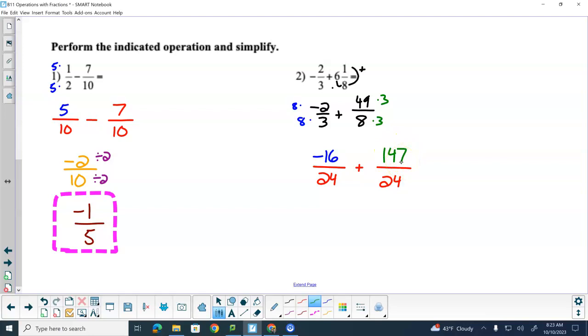Okay. All right. So now we got common denominators. Now what? Add the tops, right? Negative 16 plus 147.